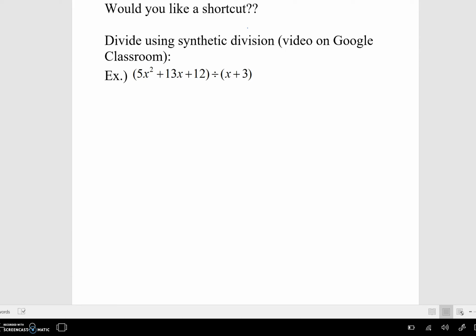So the shortcut is called synthetic division. What that means is you're literally just going to write out all the coefficients and only the coefficients. So let's take our dividend. If we were doing it the old way, it was 5x squared plus 13x plus 12 divided by the divisor x plus 3.